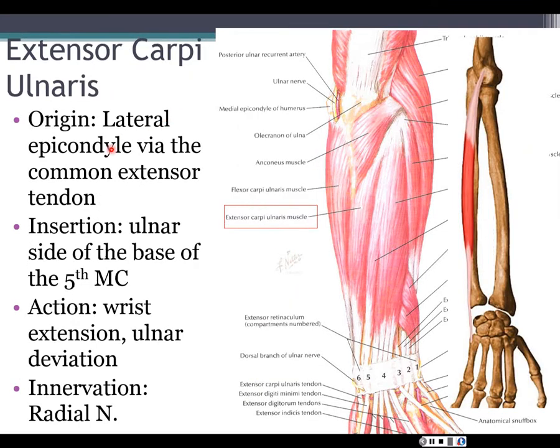Your extensor carpi ulnaris is also going to have that same origin at the lateral epicondyle with the common wrist extensor group. It's going to go down to the ulna side, so it's going to insert onto the base of the fifth metacarpal, and it's going to obviously do wrist extension and will also help with ulnar deviation.